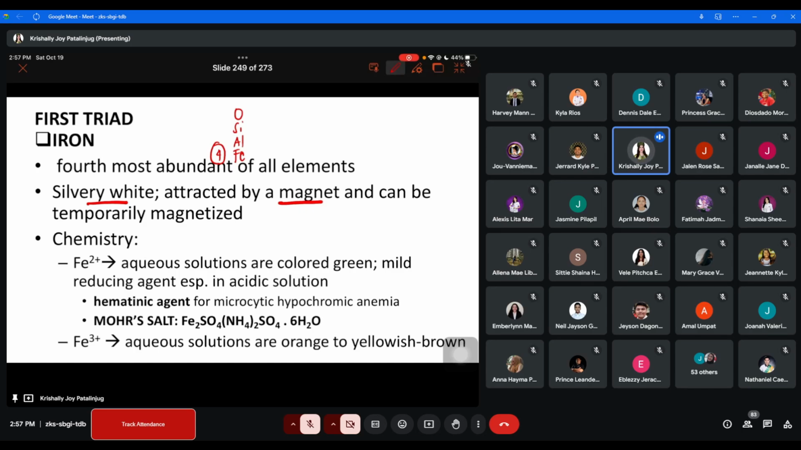Yung chemistry niya, two forms yung ionic form niya, natay ferrous form and ferric form. Yung ferrous form, in aqueous solution, it's colored green. Yung ferric form, yung aqueous solution niya is orange to yellowish brown. And kindly take note yung use ng ferrous is for hematinic agent.